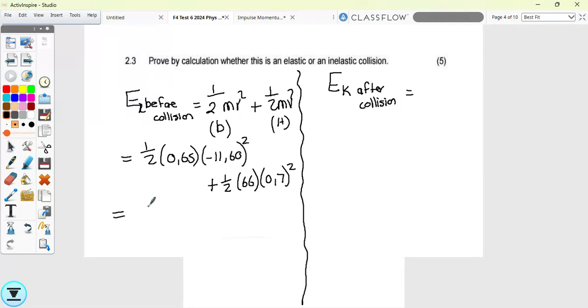Looks pretty small, but I get 59,902 joules. So what do you get? Okay, so it's not a big answer, it doesn't matter, it's still kinetic energy. And then we're going to work out the kinetic energy after. What is moving? Always ask yourself that question. What is moving after the collision?